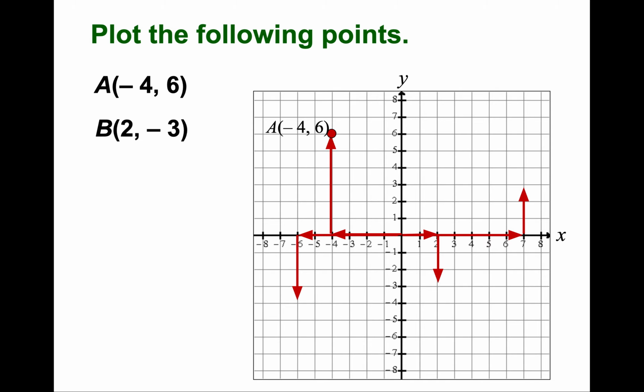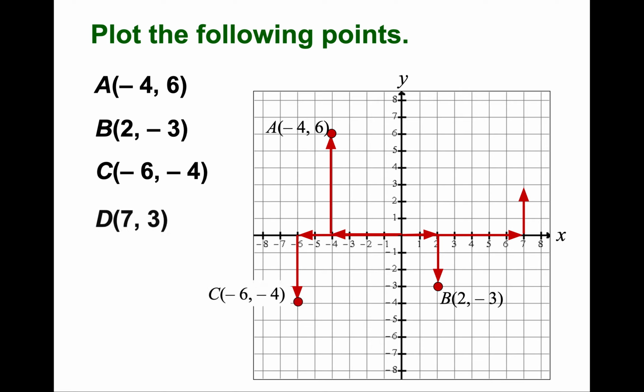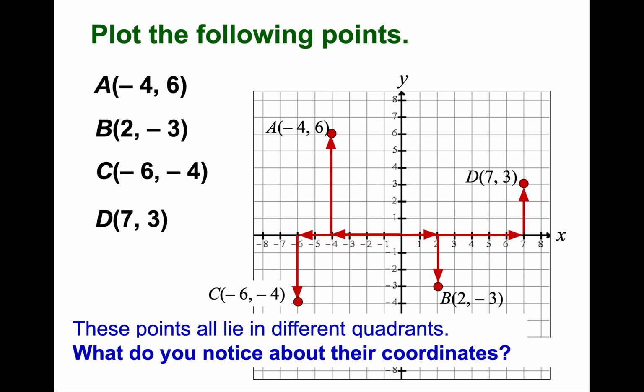Let's do this one. 2 and -3. Now I move 2 to the right on the x and -3 down, means 3 points down. That's B. Alright, so you can see with your eyes, try to locate it before I make it appear on the screen. So -6 and 4. -6 to the left, 4 points down. There you go, that's C. Now D. 7 and 3. 7 to the right on the x, 3 up. That's the one.